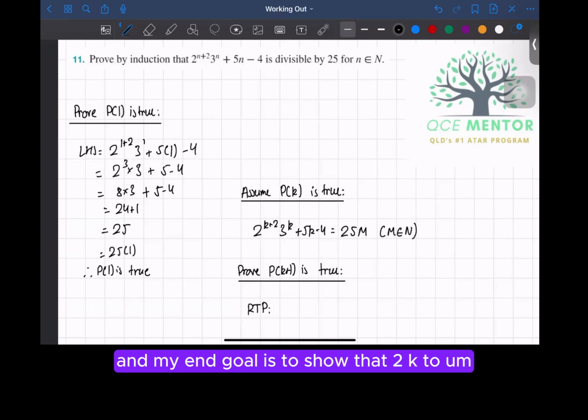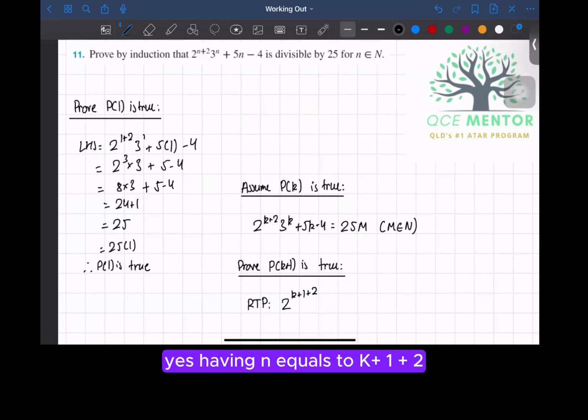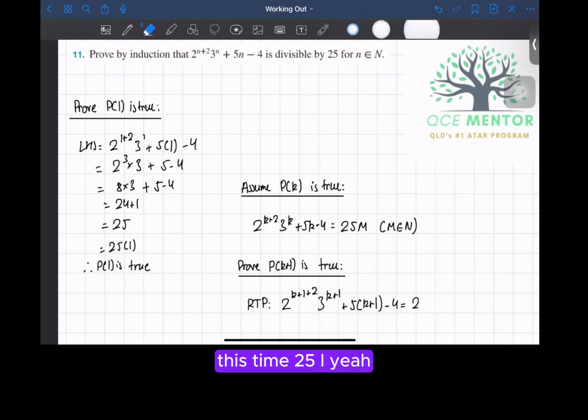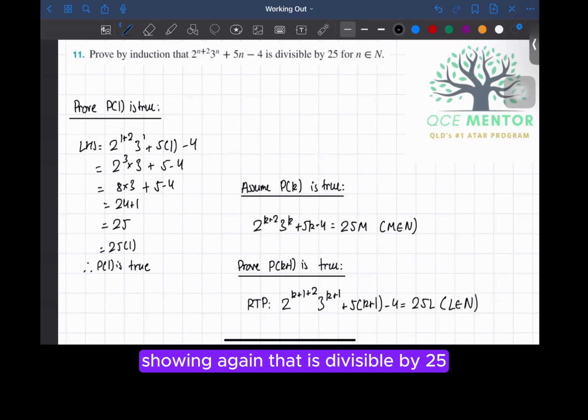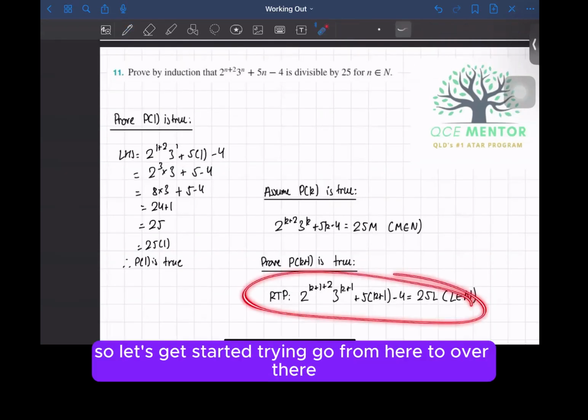My end goal is to show that 2 to the power of k plus 1 plus 2, subbing n equals k plus 1, times 3 to the power of k plus 1, plus 5 times k plus 1, minus 4 is equal again to 25, and we'll give it a different term this time, 25L. This shows again that it's divisible by 25. So that's the end goal, and let's get started going from here to there.